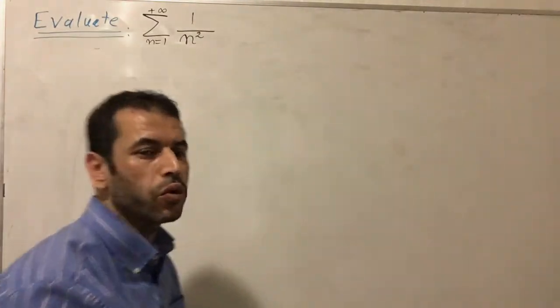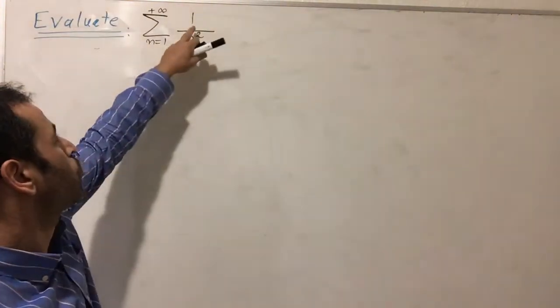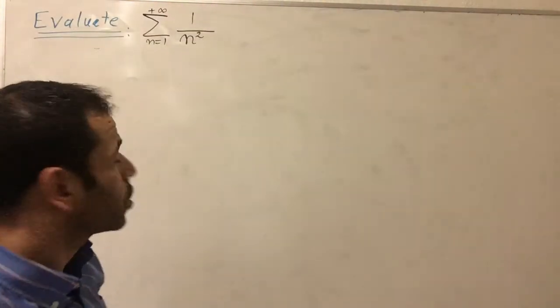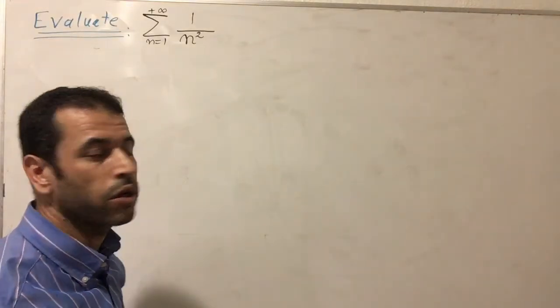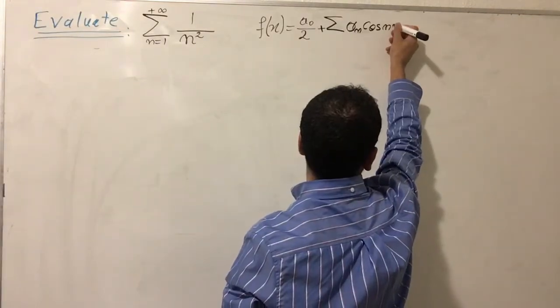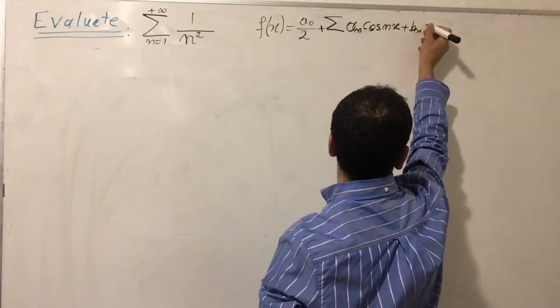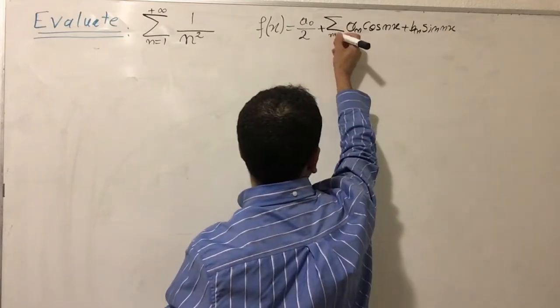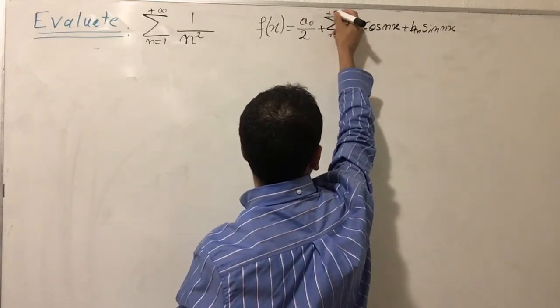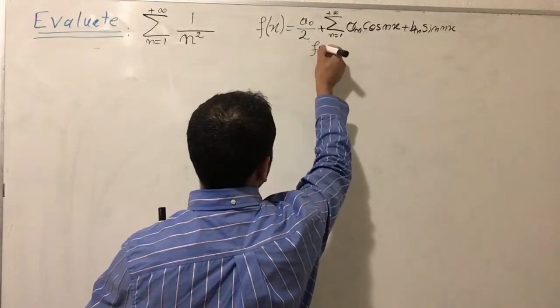In today's video, I'm going to look at a very interesting sum. We have the sum of 1 over n squared. In order to calculate this sum, I'm going to use the Fourier series of a_n cos(nx) plus b_n multiplied by sine of nx, as n goes from 1 to infinity. This one is called the Fourier series.